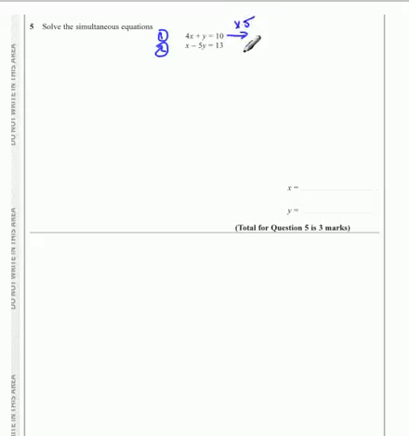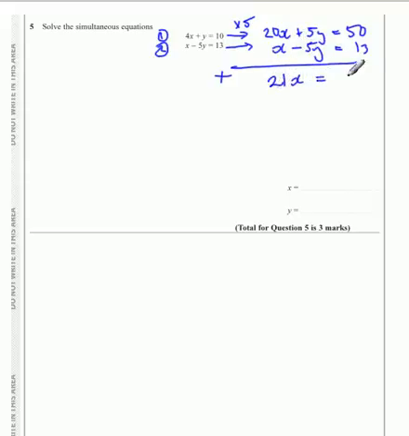So what we can do is we can times that first equation by 5. So that will give us 20x plus 5y equals 50. And that second equation we don't need to change because we've got the 5 there. So that will be x minus 5y equals 13. Now if we add together these two equations, the plus and minus here are going to cancel down to give us 0y. So what we end up with is 21x equals 63. And then dividing by 21 gives us x equals 3. So we get x equals 3.